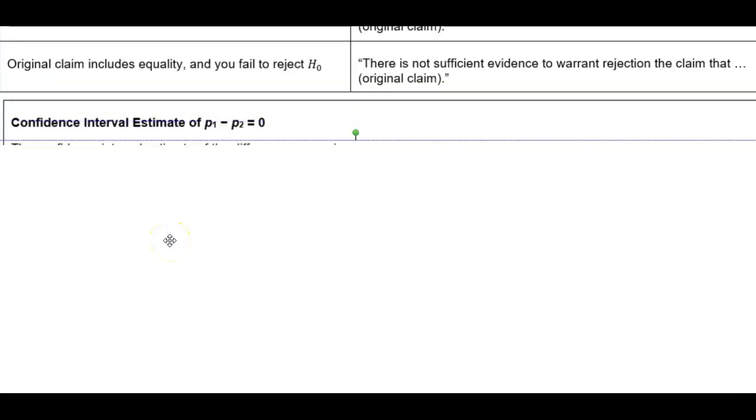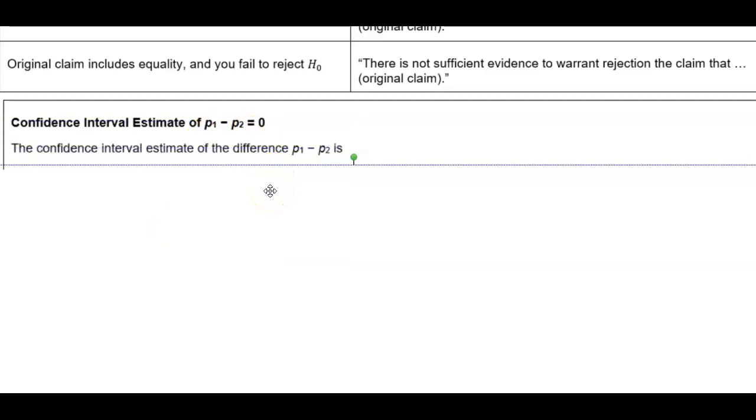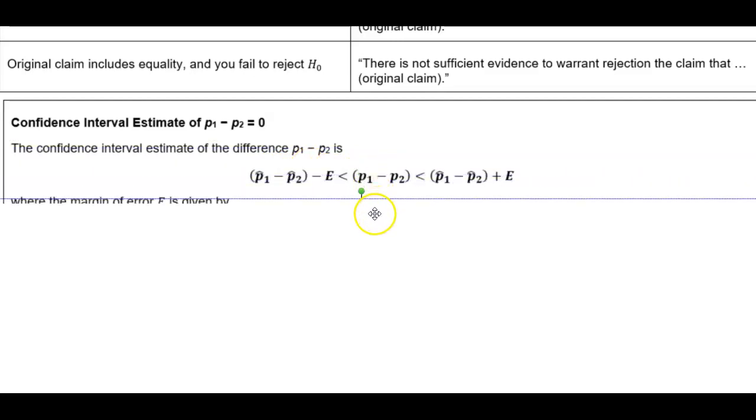Okay, then we have the confidence interval estimate of P1 minus P2. The confidence interval estimate of the difference P1 minus P2 is, well, we have the point estimate 1, the quantity point estimate 1 minus point estimate 2, minus the margin of error. That represents the lower limit. And over on the right, we have the point estimate 1 minus point estimate 2 plus the margin of error. And therefore, what's in the middle is what we want our confidence interval estimate to be.